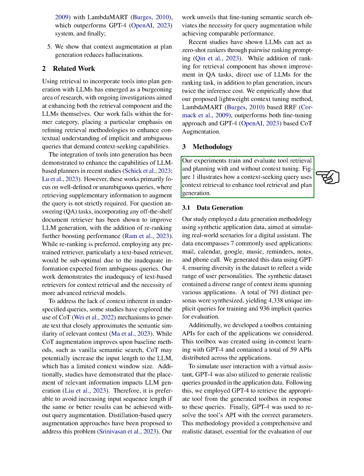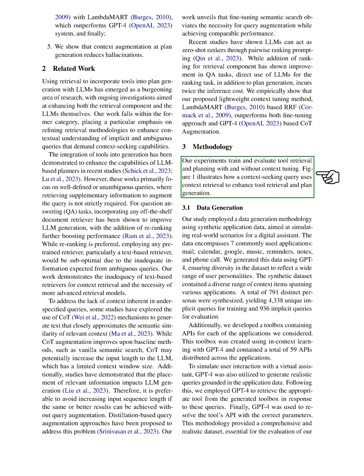A total of 791 distinct personas were synthesized, yielding 4,338 unique implicit queries for training and 936 implicit queries for evaluation. We also developed a toolbox containing APIs for each of the applications we considered. This toolbox was created using in-context learning with GPT-4 and contained a total of 59 APIs distributed across the applications. To simulate user interaction with a virtual assistant, GPT-4 was also utilized to generate realistic queries grounded in the application data.